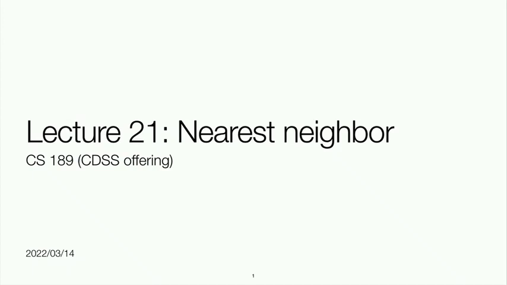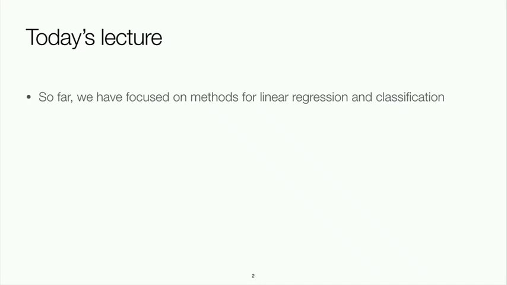Okay, but we're moving on, and we're going back to content. So we're talking about something called nearest neighbor today. What is today's lecture about? Well, so far in this class, what we've focused on almost exclusively are these methods for linear regression and classification. You learned about all of these different linear models: linear least squares, least absolute deviations, ridge, lasso on the regression side; logistic regression, perceptron, SVM, linear discriminant analysis on the classification side. All of these things are linear. We've pretty much learned purely linear things.